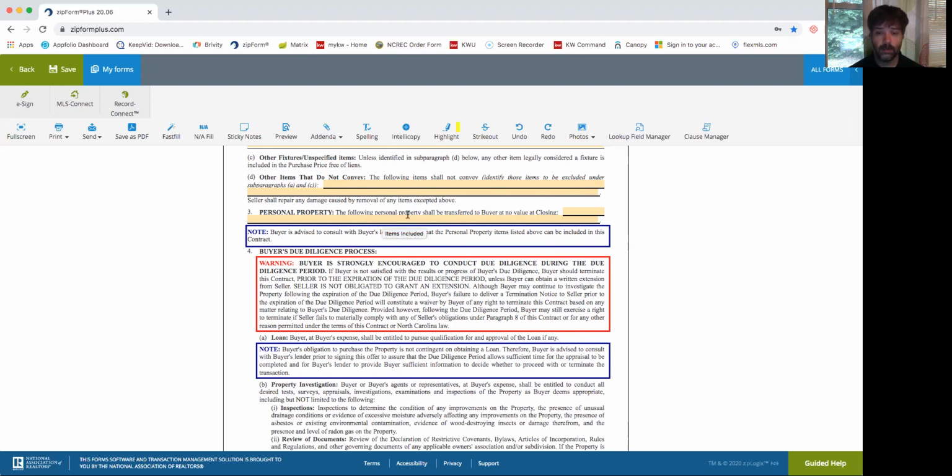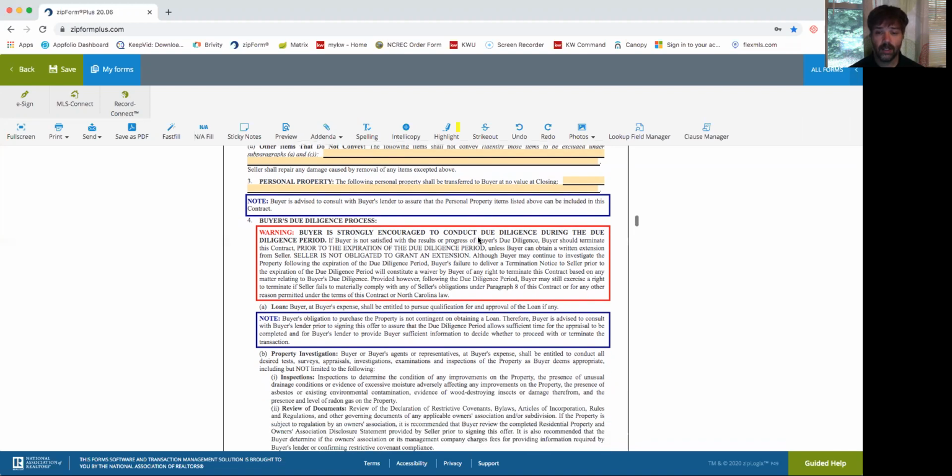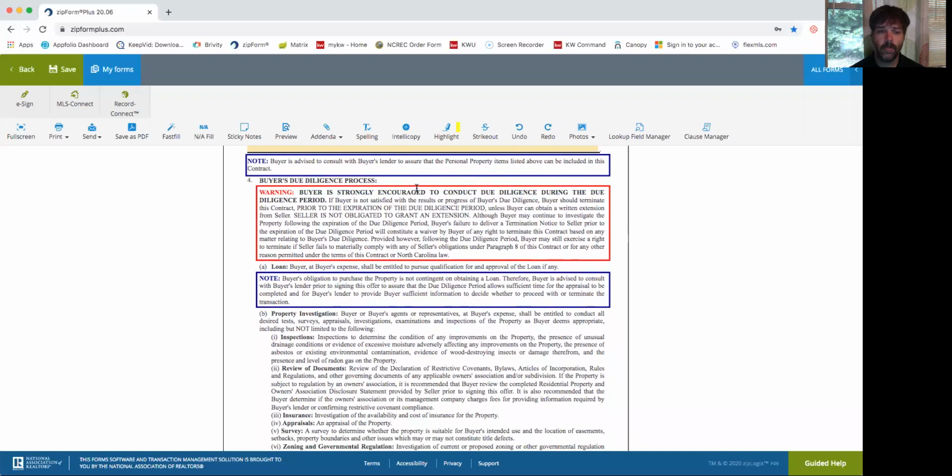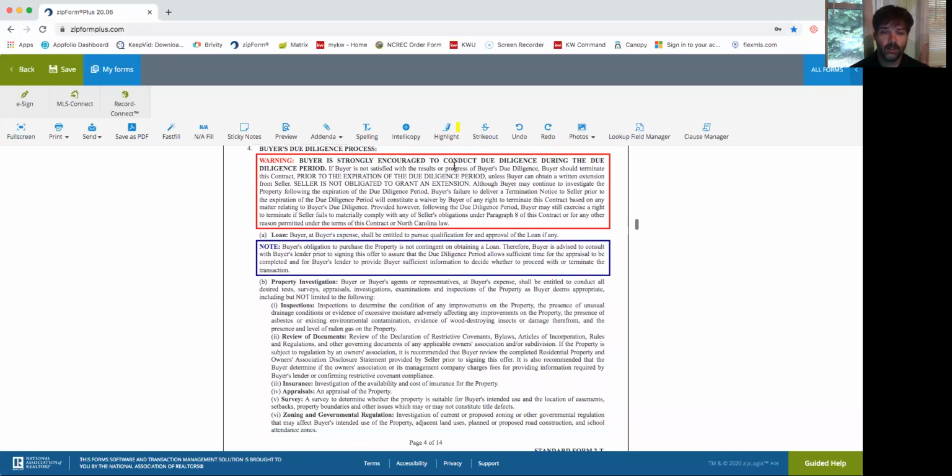So be very specific if you are requesting personal property here. I love to try to get a make, model, picture, anything you can. Something present in MLS showings is at least better than just fridge. So try to be as descriptive there as you can. And as the blue box says, make sure your lender is okay with it. The buyer's due diligence is we strongly encourage you to get the due diligence done in the due diligence period. Have a due diligence period.